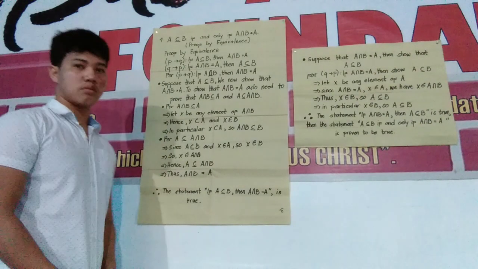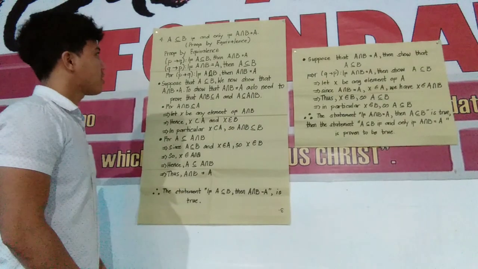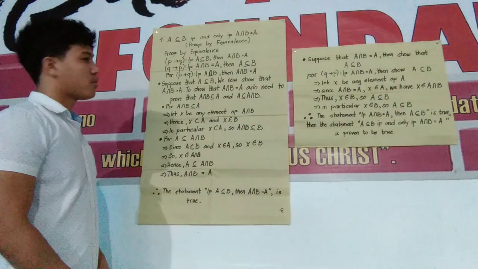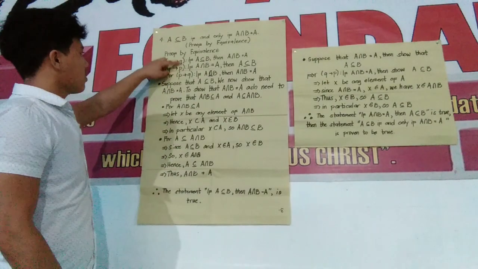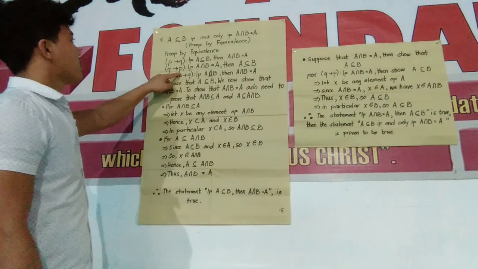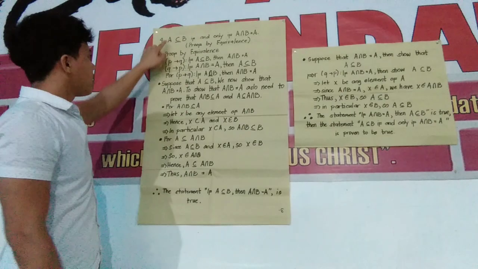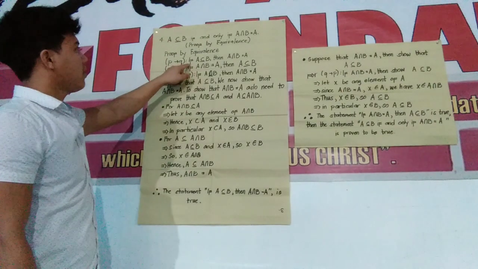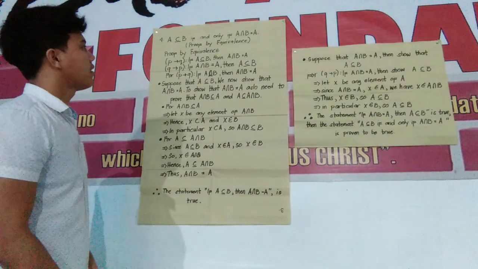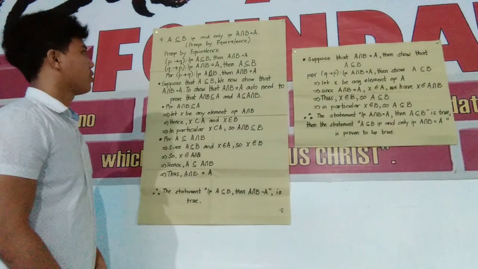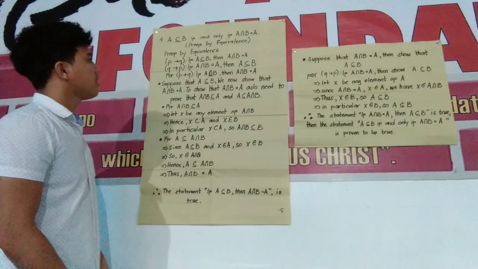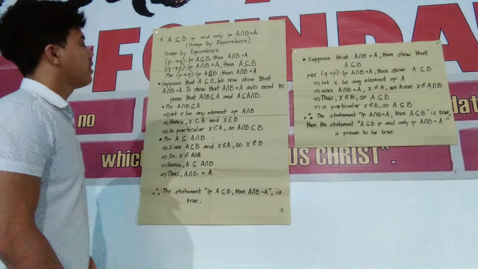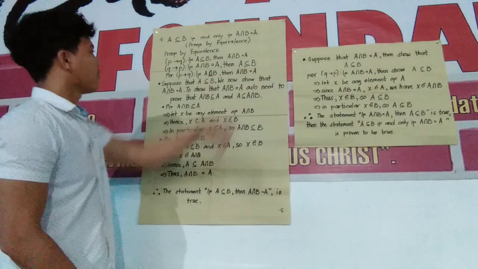We all know that a biconditional statement is composed of two conditional statements, which are P implies Q and Q implies P. Here in our statement, P implies Q is: if A is a subset of B, then A intersection B is equal to A, and our Q implies P is: if A intersection B is equal to A, then A is a subset of B.